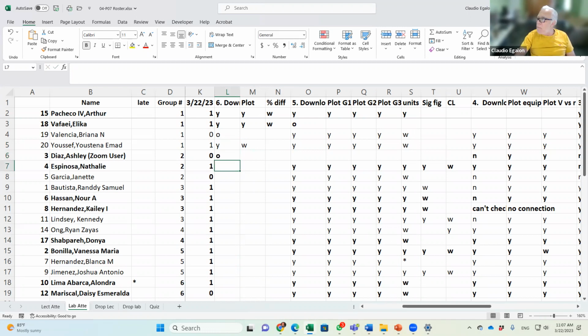Natalie Espinosa. Okay, you downloaded the spreadsheet, Natalie? Yes. Okay, so you downloaded the spreadsheet and you plotted the graph as well, right? I want to know if you found the percentage difference. What about the percentage difference? You got a percent, you did that too? How much percent are you getting? What's the percentage difference you're getting?